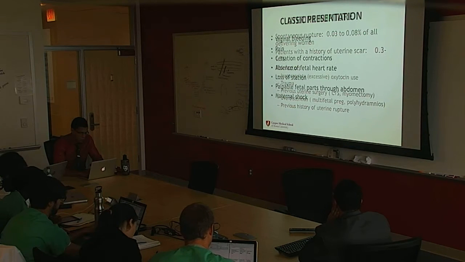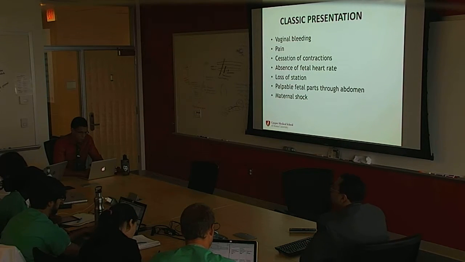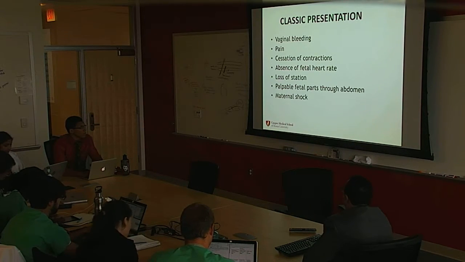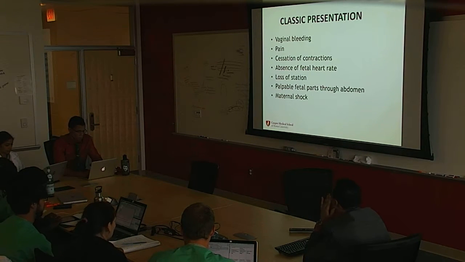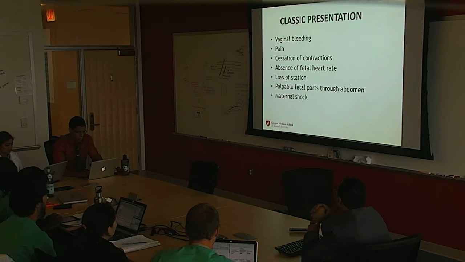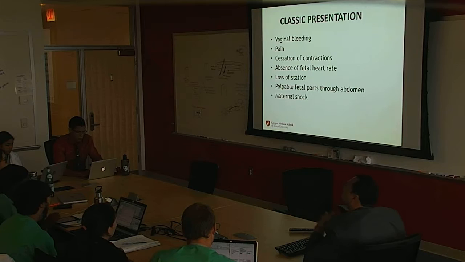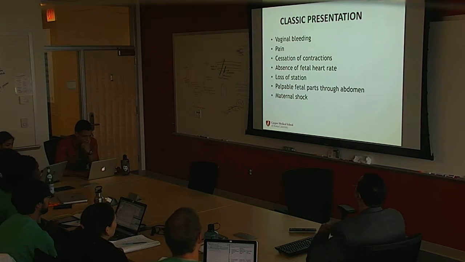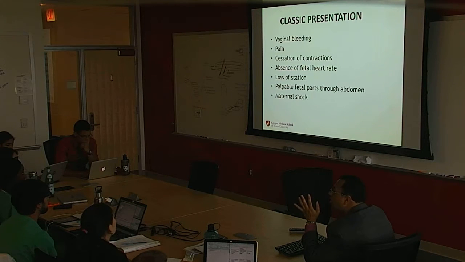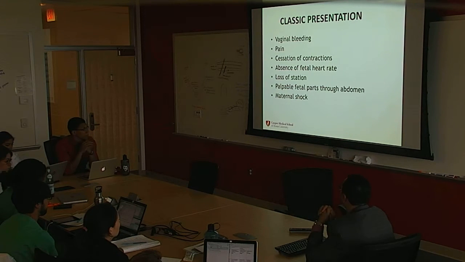Very high risk. Classical presentation of uterine rupture: vaginal bleeding, pain, cessation of contractions. So you're not feeling contractions because the uterus is ruptured. There is absence of fetal heart rate, you're not seeing the fetal heart rate. Loss of station: you would normally feel the baby's head, but now you're not feeling it because the baby is inside the belly. You can feel multiple fetal parts through the abdomen, and it can cause shock.